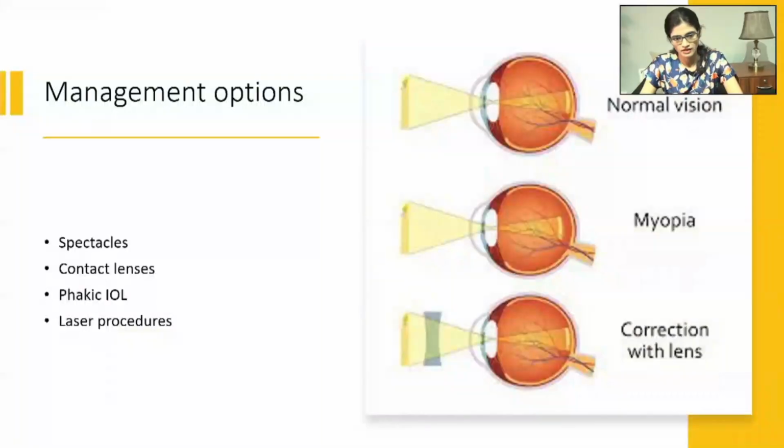So management of myopia is mainly, like in all refractive errors, spectacles. Especially in childhood, you would want to give them spectacles. So you give a concave lens as a spectacle correction for distance vision.